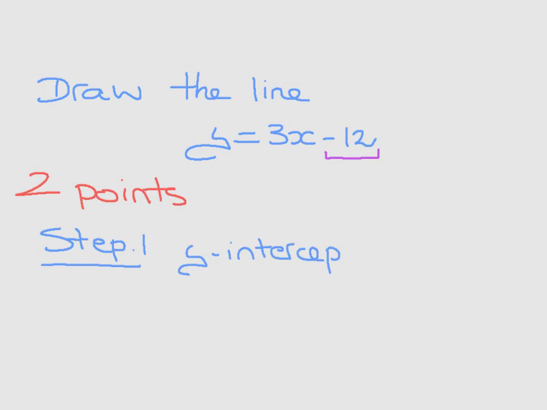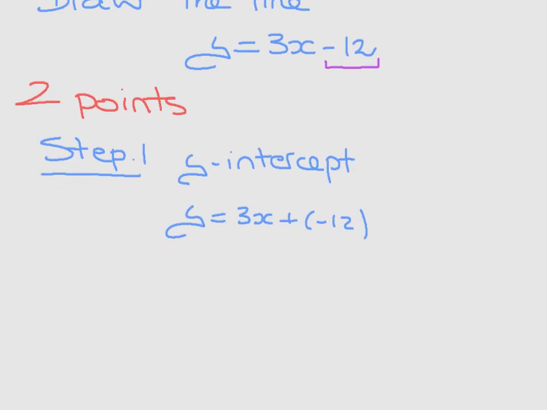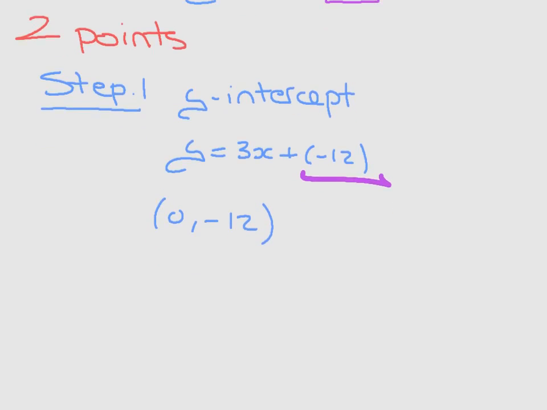Now, since our line equation is y is equal to 3x minus 12, you can think of this as y is equal to 3x plus negative 12. This negative 12 tells us that the line must go through the point 0, negative 12. In other words, that's the value of y at which this line cuts the y-axis. So that's 1 point done, which is pretty much given to us by the line equation. All we need now is a second point.